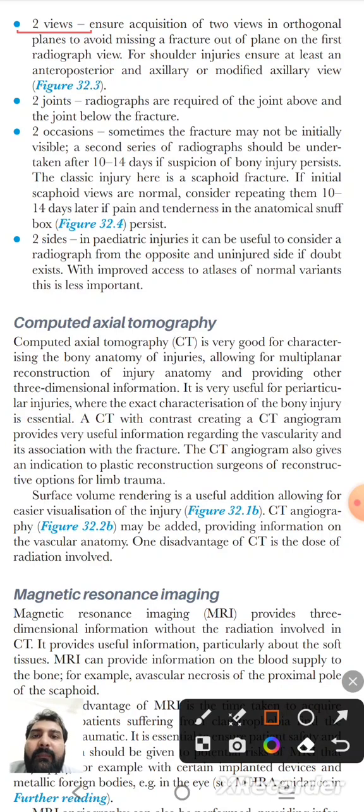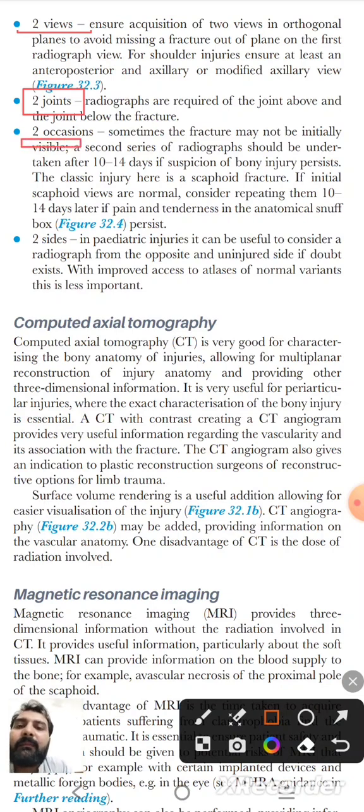Two views. Ensure acquisition of two views in orthogonal planes to avoid missing a fracture out of plane on the first radiograph view. For shoulder injuries, ensure at least an anteroposterior and axillary or modified axillary view. For tibia, femur, radius ulna, there would be anteroposterior and lateral view. First two views, then two joints. Radiographs are required of the joint above and joint below the fracture. Two joints.